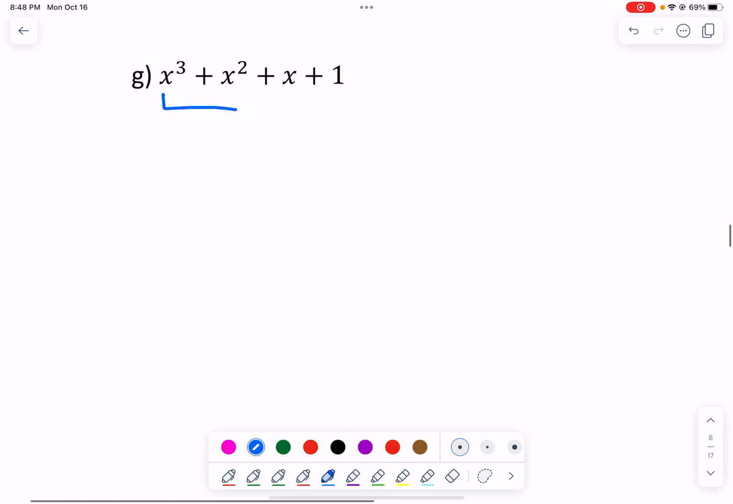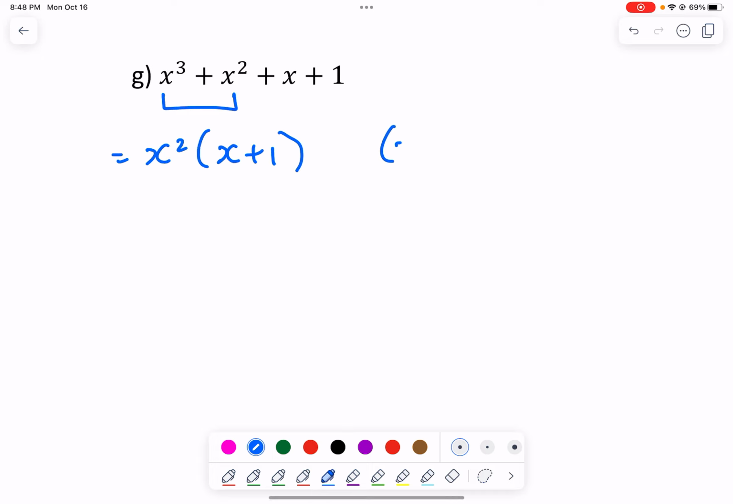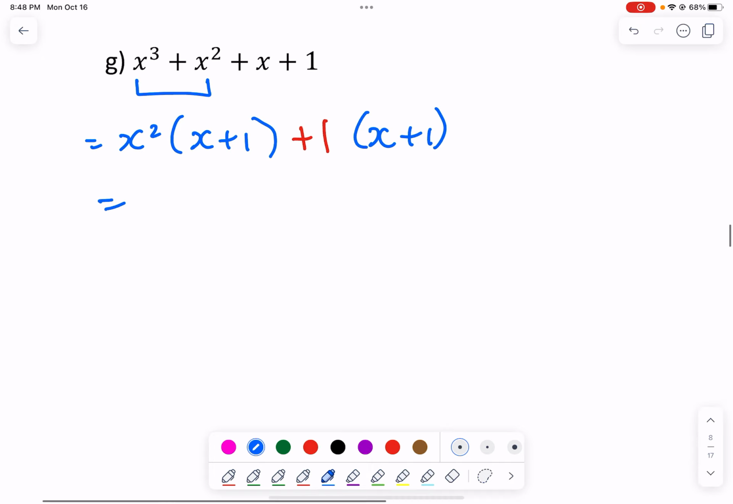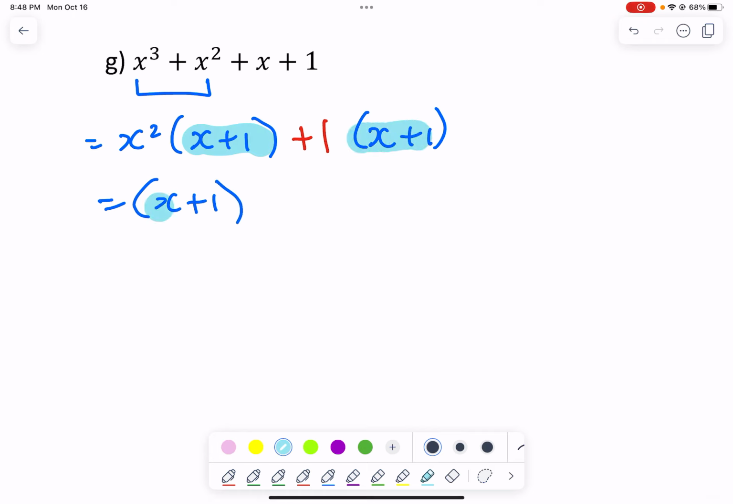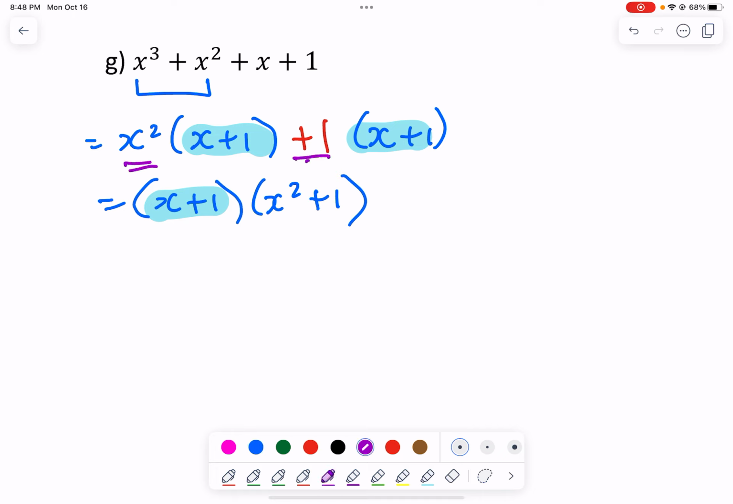G, factor by grouping again. So x squared, x plus 1. I know I want to have an x plus 1 in common, so this is another one of those cases where it's a plus 1. So the one that was in common was the x plus 1, and what's left behind is the x squared plus 1. X squared plus 1.